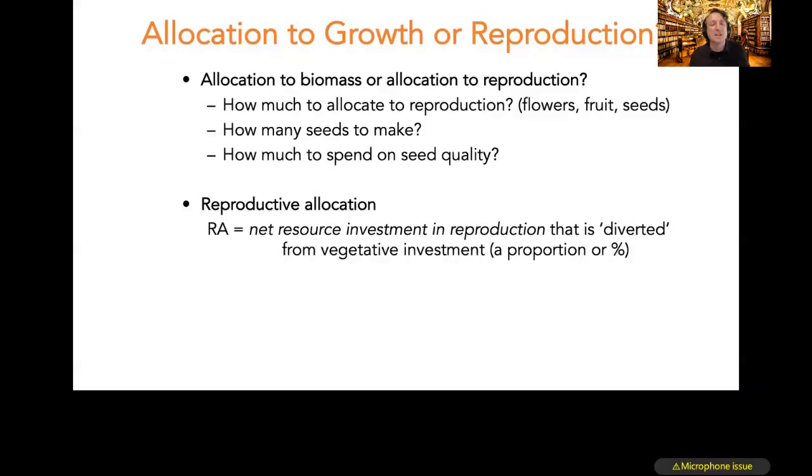Reproductive allocation is the net resource investment in reproduction. That is the fraction of resources that's diverted away from vegetation investment versus reproduction. A trade-off, right? So natural selection then solves this dilemma depending on the local environment. The local environment is going to select for an allocation strategy that does best. Okay, so focus now on these differences in allocation to growth or reproduction.